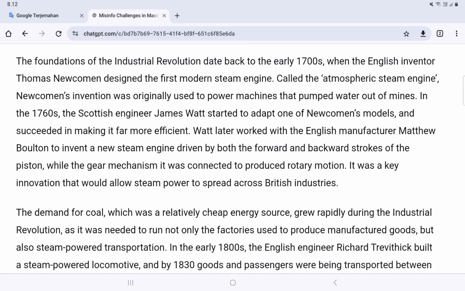In the 1760s, the Scottish engineer James Watt started to adapt one of Newcomen's models and succeeded in making it far more efficient. Watt later worked with the English manufacturer Matthew Boulton to invent a new steam engine driven by both the forward and backward strokes of the piston, while the gear mechanism it was connected to produced rotary motion. It was a key innovation that would allow steam power to spread across British industries.